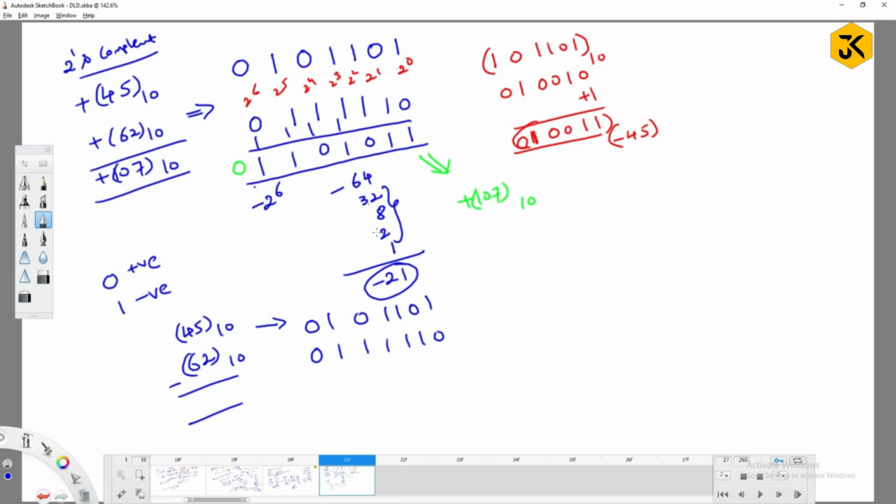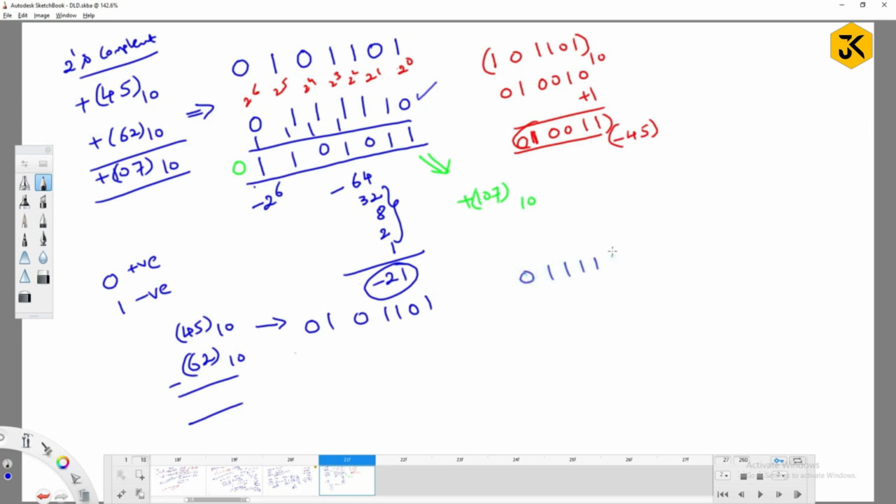See, if you want to get minus 62, can I add 1 here? You have to calculate, ma. Without calculation you can't get it. How are we going to get minus 62? Try to calculate 62. 62 is, so this is 62. Can I say this is 62?